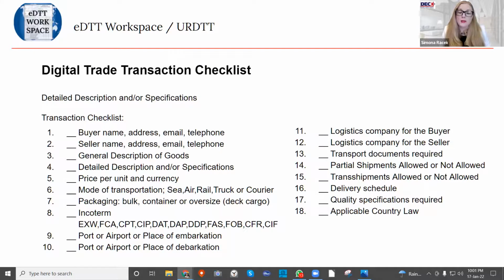Next, the workspace gives you access to the digital trade transaction checklist. The transaction checklist information defines the trade transaction: who the buyer and the sellers are, what the buyer wants to buy, what is the method of transportation, and how the buyer wants to pay for the products or services. You will find this checklist in the business model underneath the workspace.